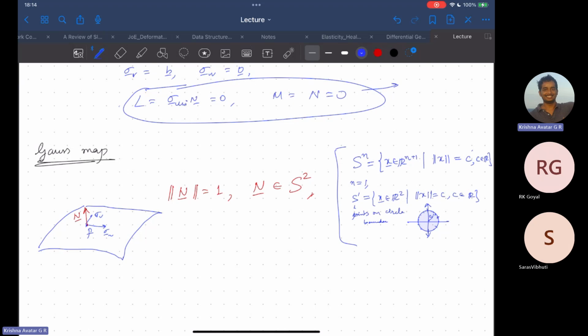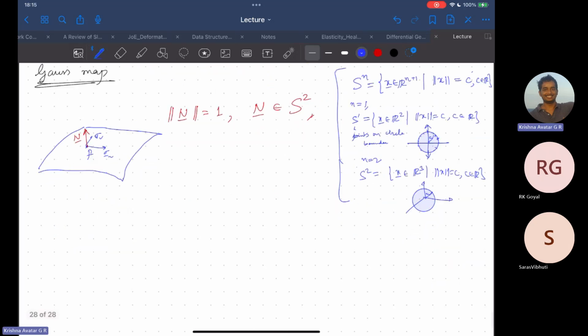Right? Likewise, if n is equal to 2, then we have S2, X an element of R3, norm of X is equal to C. C is an element of the real numbers, in the sense that it represents a scalar. And likewise, we have a sphere. Again, the radius of the sphere is C, and S2 denotes all the points which are on the surface, on the boundary of the sphere, right? So this was a side diagram.